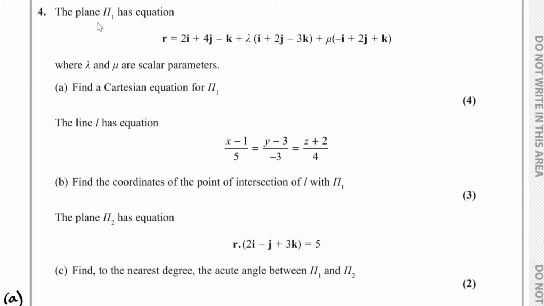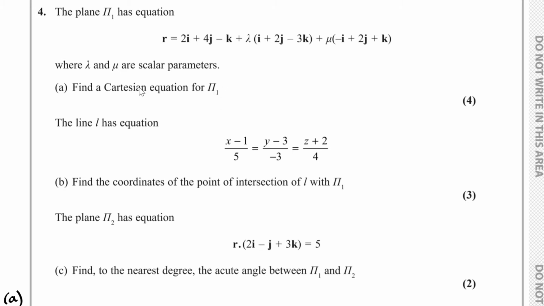Question number 4. The plane pi1 has equation R equals 2i plus 4j minus k plus lambda lots of i plus 2j minus 3k plus mu lots of minus i plus 2j plus k, where lambda and mu are scalar parameters, and we have to find a Cartesian equation for the plane pi1.